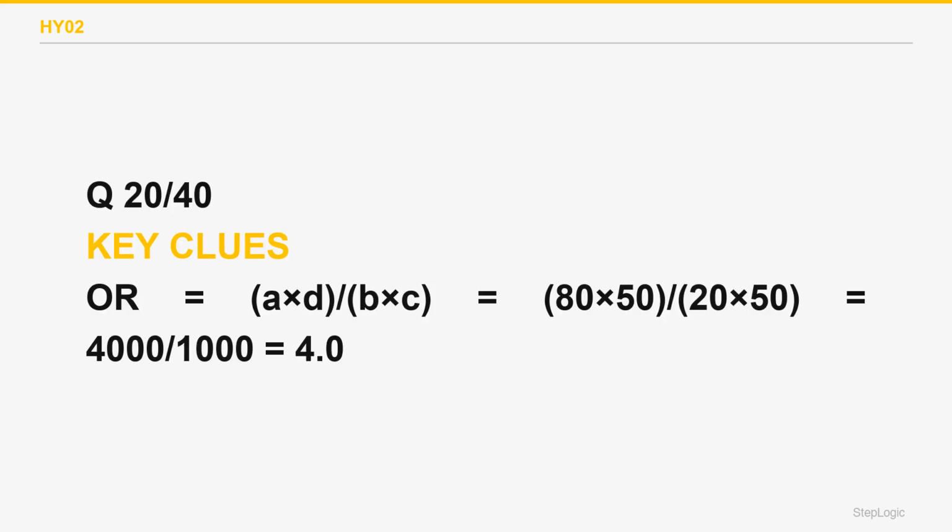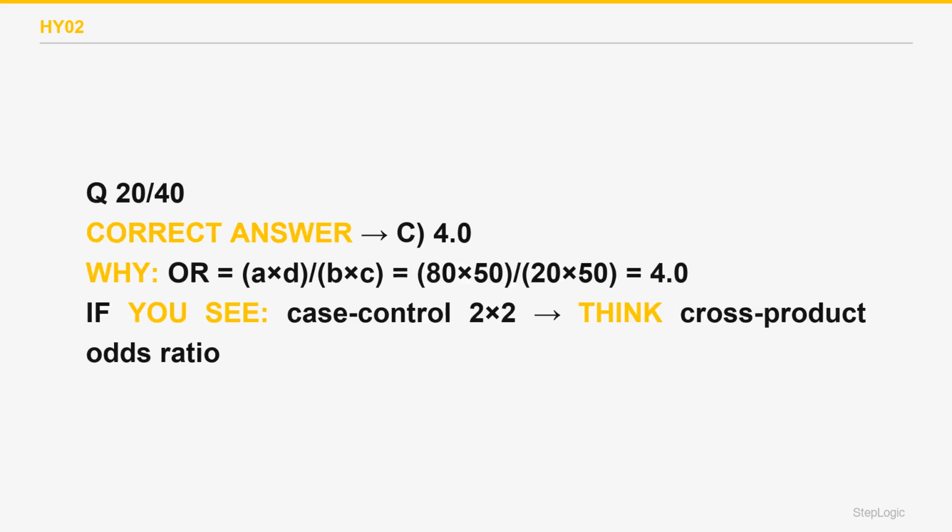The odds ratio cross multiplies the 2 by 2 table: exposed cases times unexposed controls over unexposed cases times exposed controls. Here, that is 80 times 50 over 20 times 50, 4,000 over 1,000, which equals 4 times the odds of exposure compared with controls. The correct answer is C.